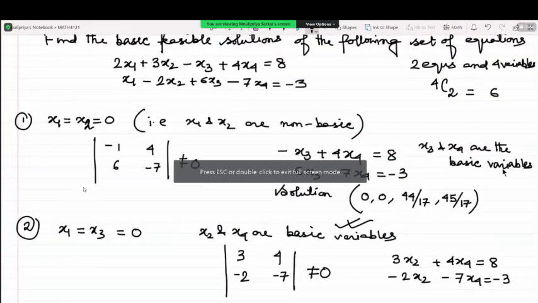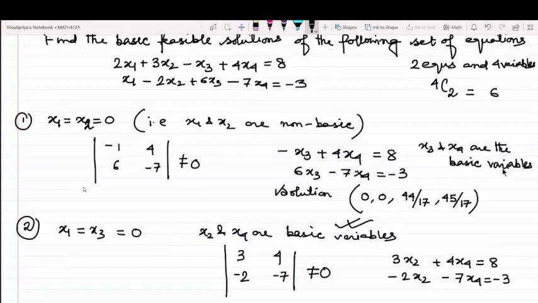Yes, this solution should be feasible because they are parallel lines and they lie in the same plane, so they should intersect somewhere. The point is they may intersect, but by feasibility we mean, are they intersecting in the positive quadrant? No, not feasible. Exactly. So this is a case where the solution is basic but not feasible.